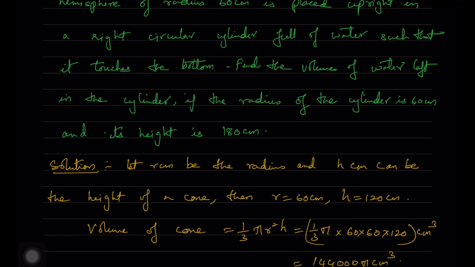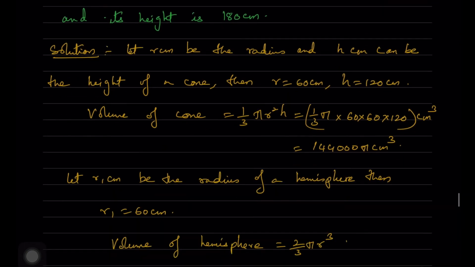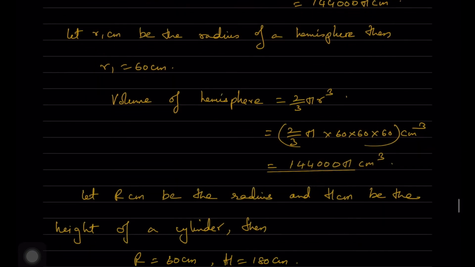Volume of cone is equal to 1 by 3 pi r square h, which is equal to 1 by 3 pi into 60 into 60 into 120 centimeter cube. So you're getting 144,000 pi centimeter cube. Let r1 centimeters be the radius of the hemisphere. Then r1 is equal to 60. Now you know the volume of a hemisphere is equal to 2 by 3 pi r cube. So in the place of r, put 60. You're getting it as 144,000 pi centimeter cube.